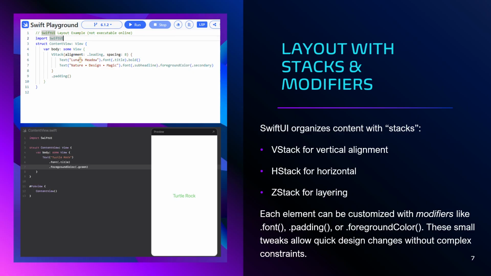Okay, so here is my layout with stacks and modifiers. SwiftUI organizes elements using stacks. There are vertical stacks, horizontal stacks, and overlapping stacks. For example, I used a VStack to display the title Luna's Meadow with a tagline below it. Each element can be customized using modifiers like font, title, or padding. I love how much this reminds me of working with CSS. It's clean, layered, and visually intuitive. It only takes a few lines of code to style and align everything perfectly.